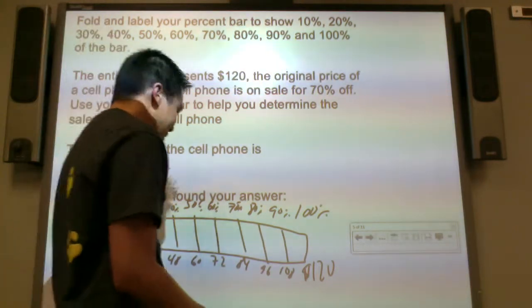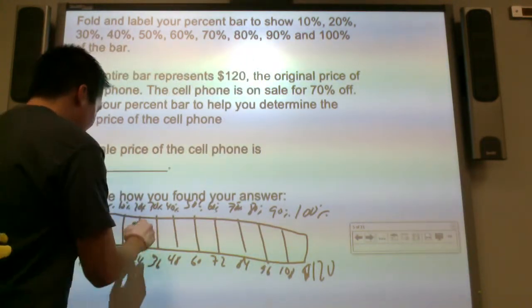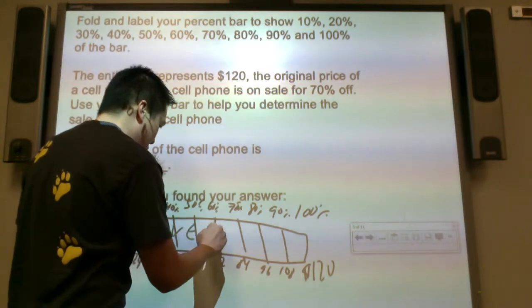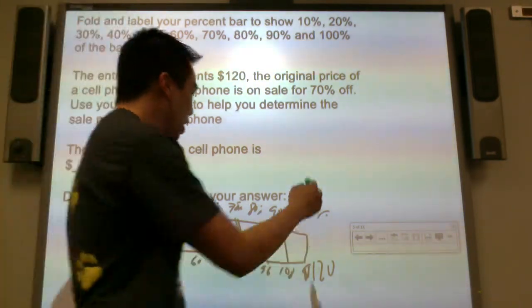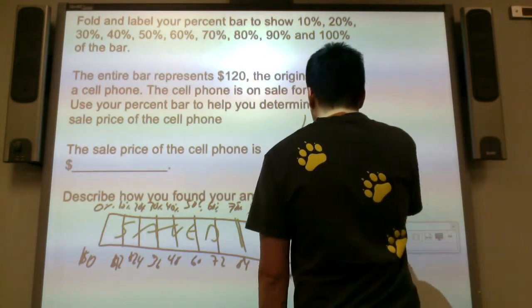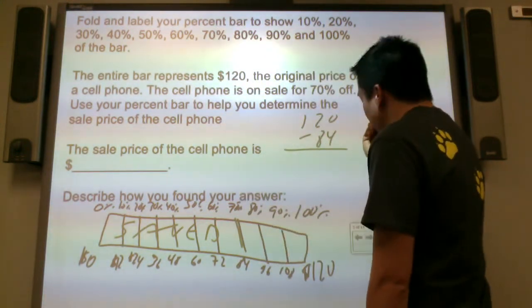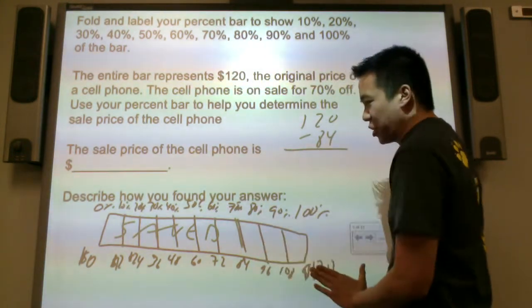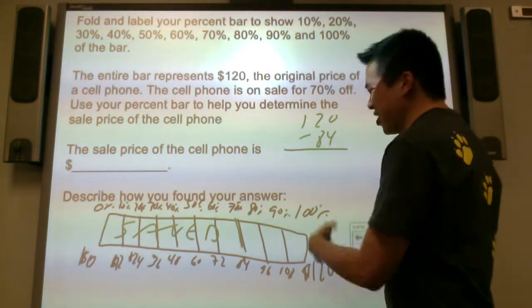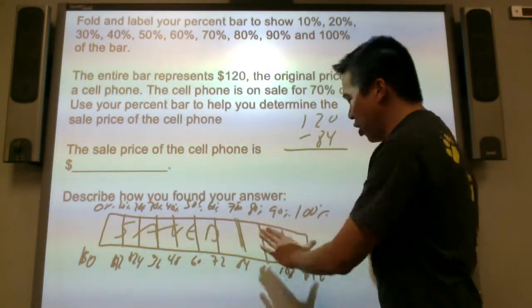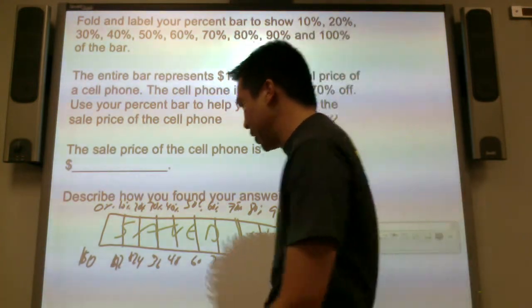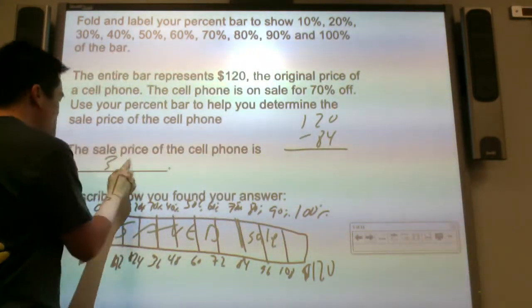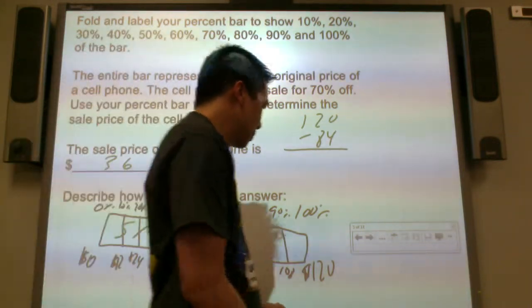So if we save 70%, we saved all of this. You saved $84 out of a $120 phone. Sweet. So in other words, we only paid 30% of the phone. Now, instead of subtracting this, can I just look at this? The phone will cost us, this is the sale price, the phone will cost us 30%. In other words, the phone will cost us $36.